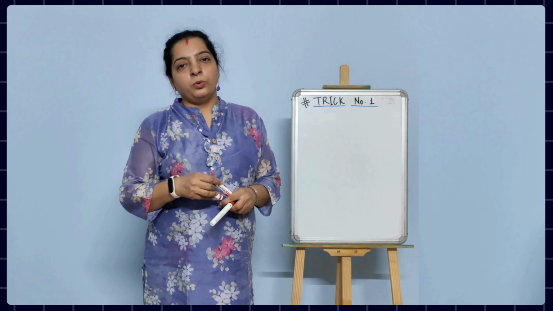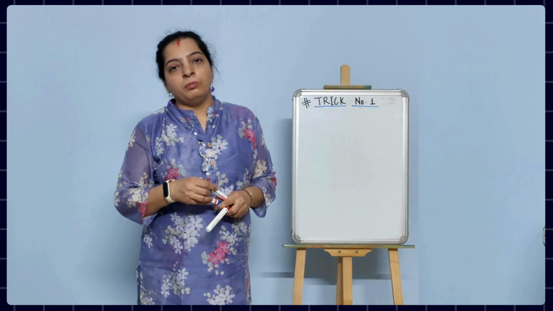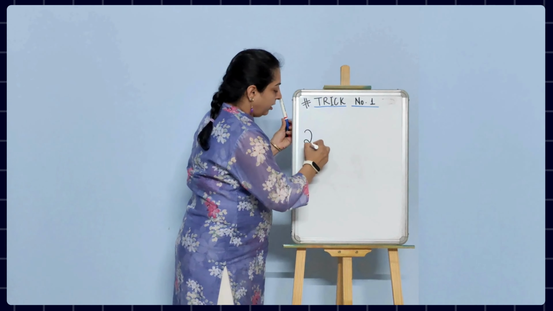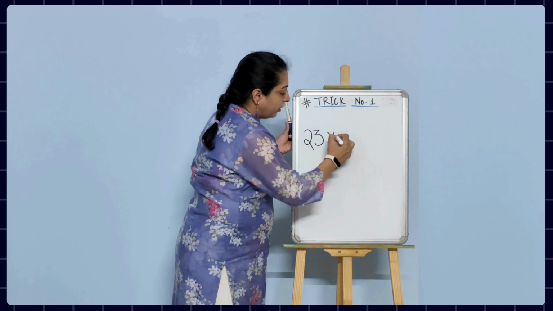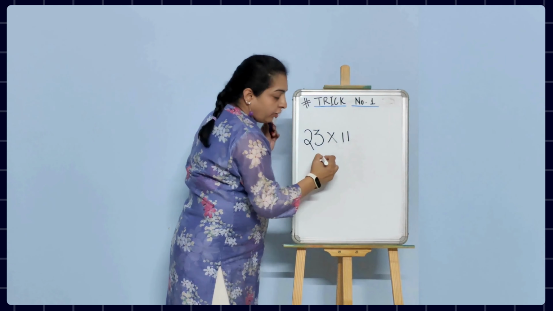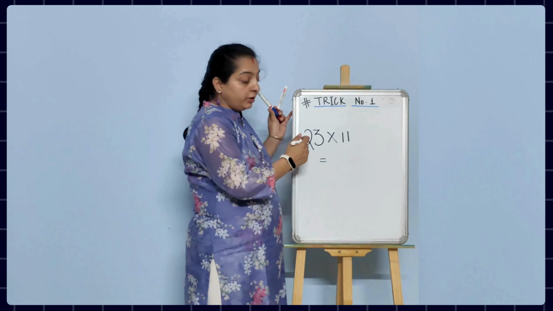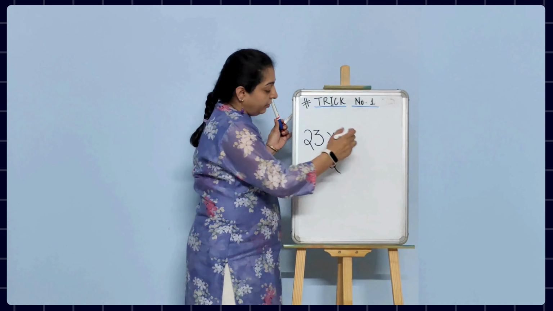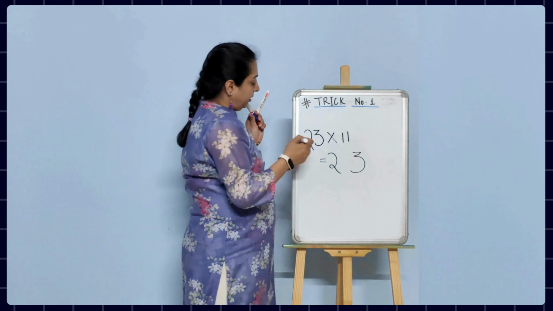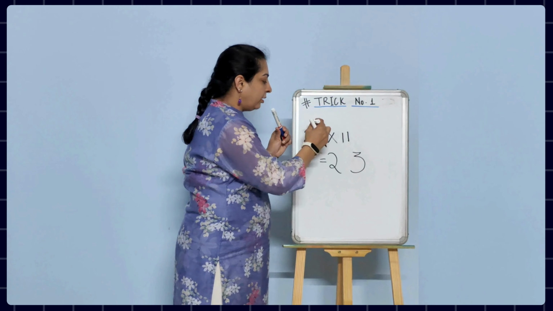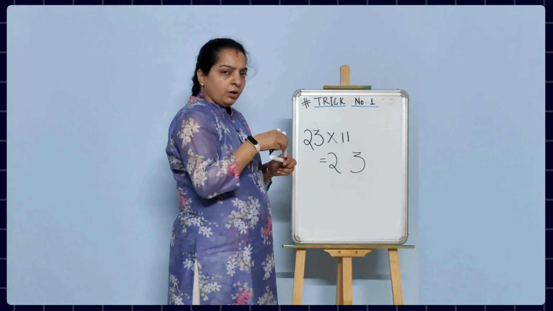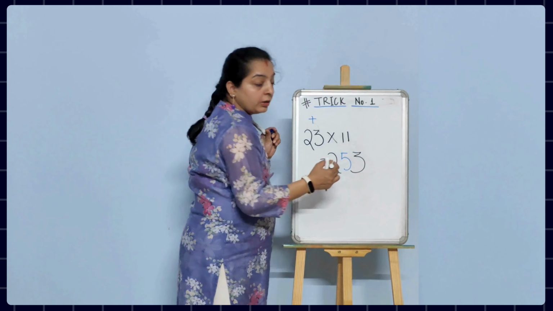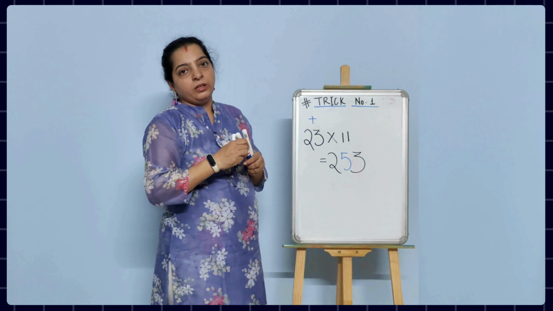I am going to explain to you how to multiply a two-digit number with 11. Let's take an example: 23 multiplied by 11. What we need to do is write the first number as it is. Then the number which is in the ones place, we have to write it over here. Then we need to add these two numbers. 2 plus 3 is 5. So the answer is 253.